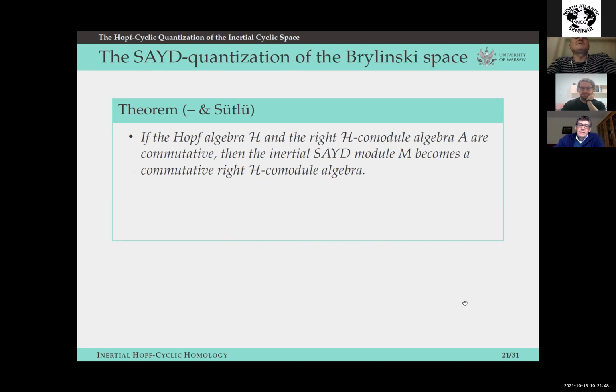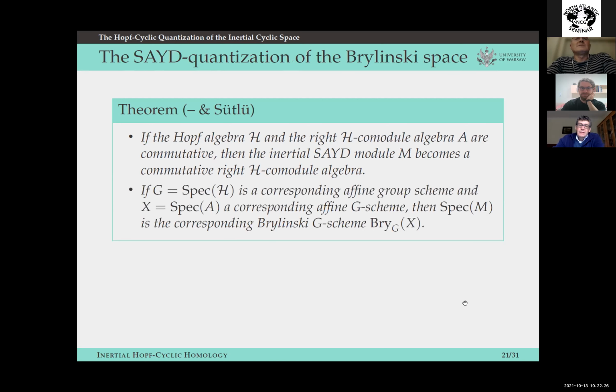Having this construction, we tried to understand this in the commutative case, and it was a big surprise to us that provided all these objects are commutative, the Hopf algebra and the comodule algebra are commutative, then this quite complicated quotient becomes a commutative right H comodule algebra, first of all.